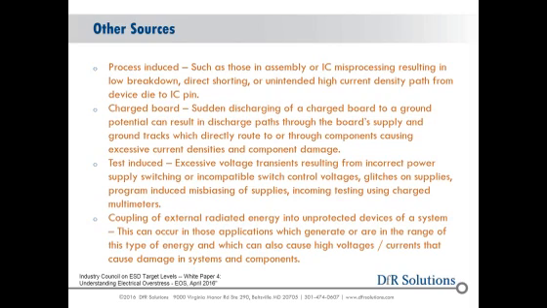Test-induced is another area. You can have voltage transients resulting from incorrect power supply switching or incompatible switch control voltages. You might have glitches on supplies, and different types of incoming testing, for example using a charged multimeter. And then there's coupling of external radiated energy into unprotected devices of the system. This can occur near equipment which generates or is in the range of this type of energy, which can also cause high voltages and currents that can cause this damage.